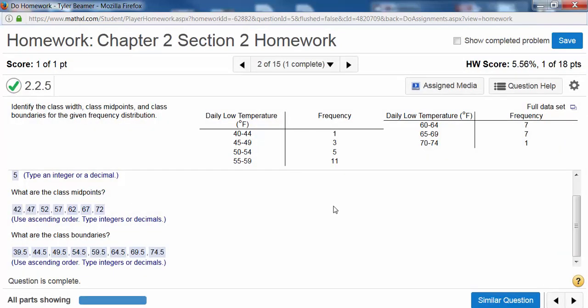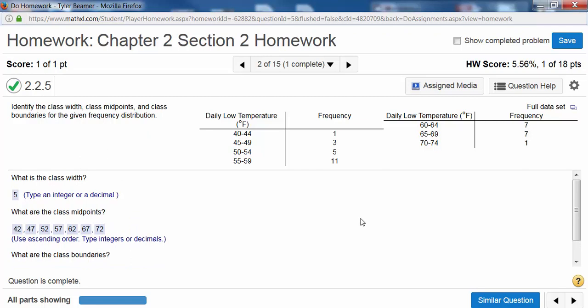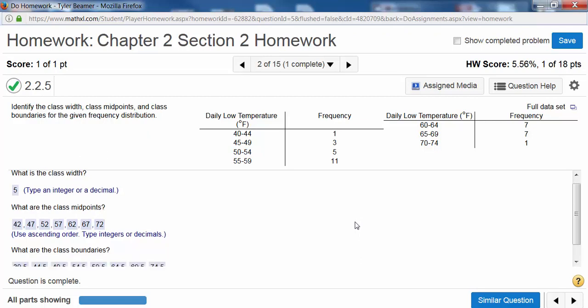All right, and that's all parts of this particular problem. So hopefully this video will help you with frequency distribution in regards to class width, class midpoint, and class boundary.